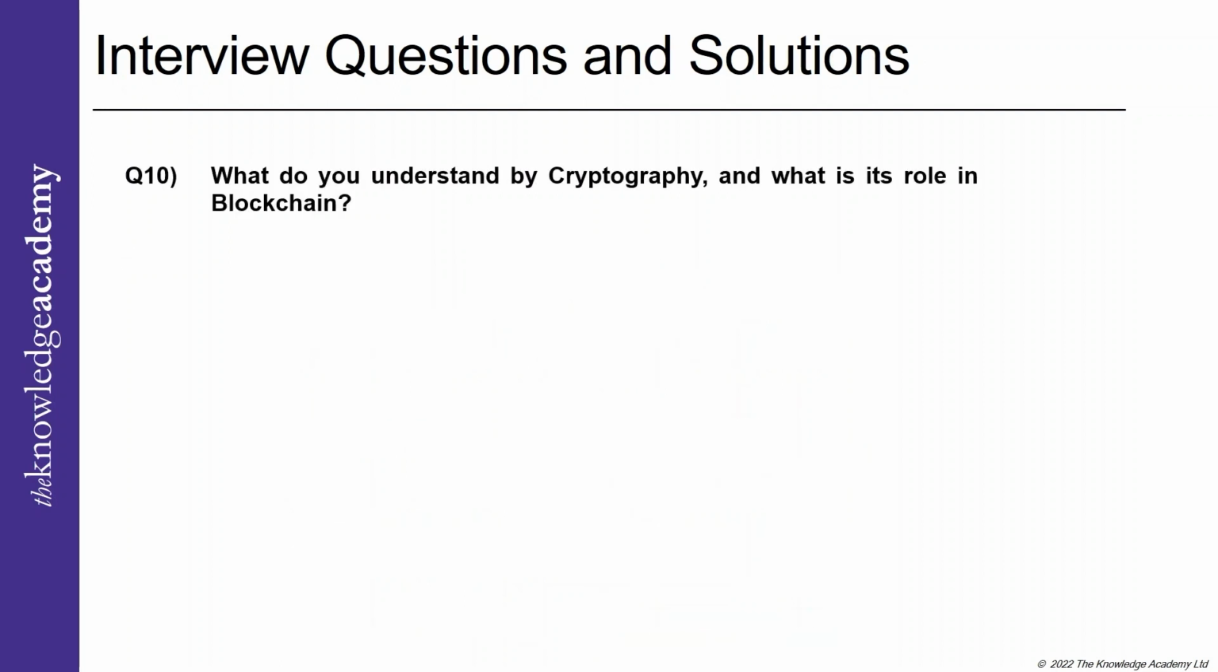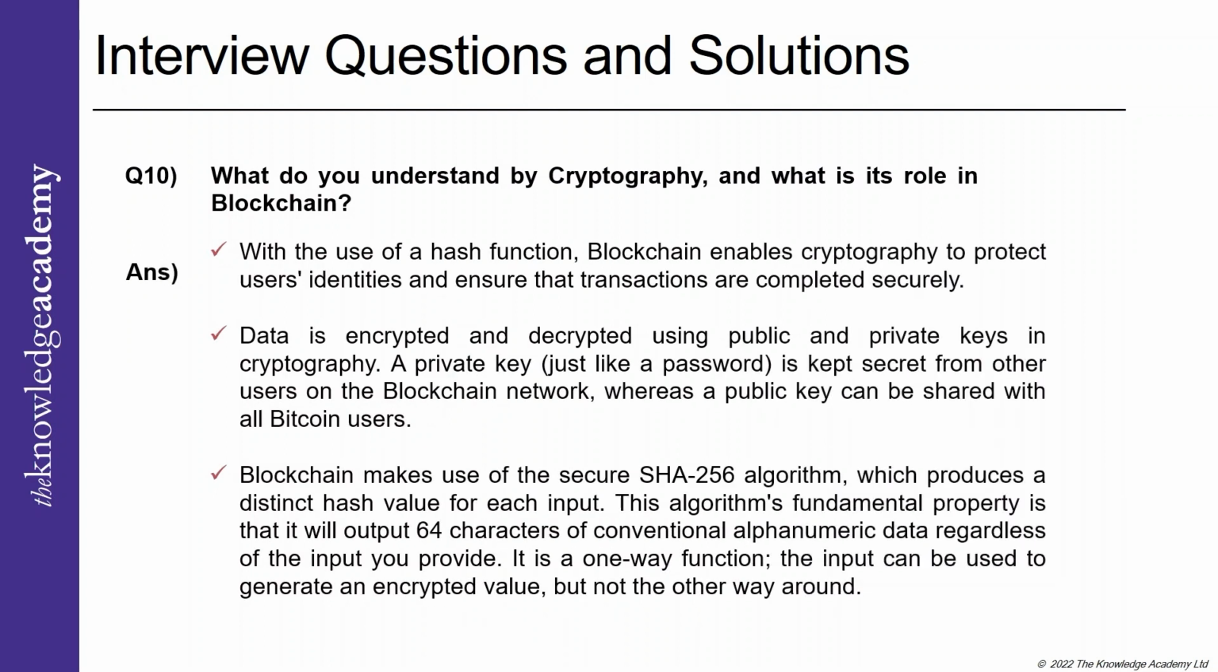Question 10. What do you understand by cryptography, and what is its role in blockchain? Answer. With the use of the hash function, the blockchain enables cryptography to protect the users' identities and ensure that the transactions are completed securely. The data is encrypted and decrypted using public and private keys. In cryptography, a private key is kept secret from the other users on the blockchain network, whereas a public key can be shared with all the Bitcoin users.